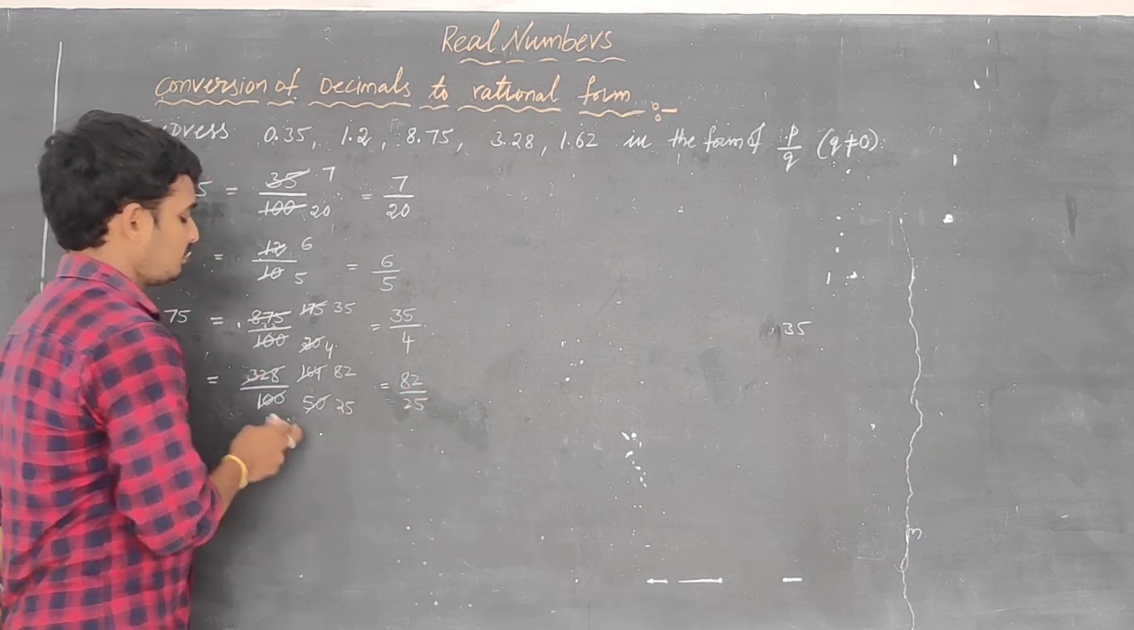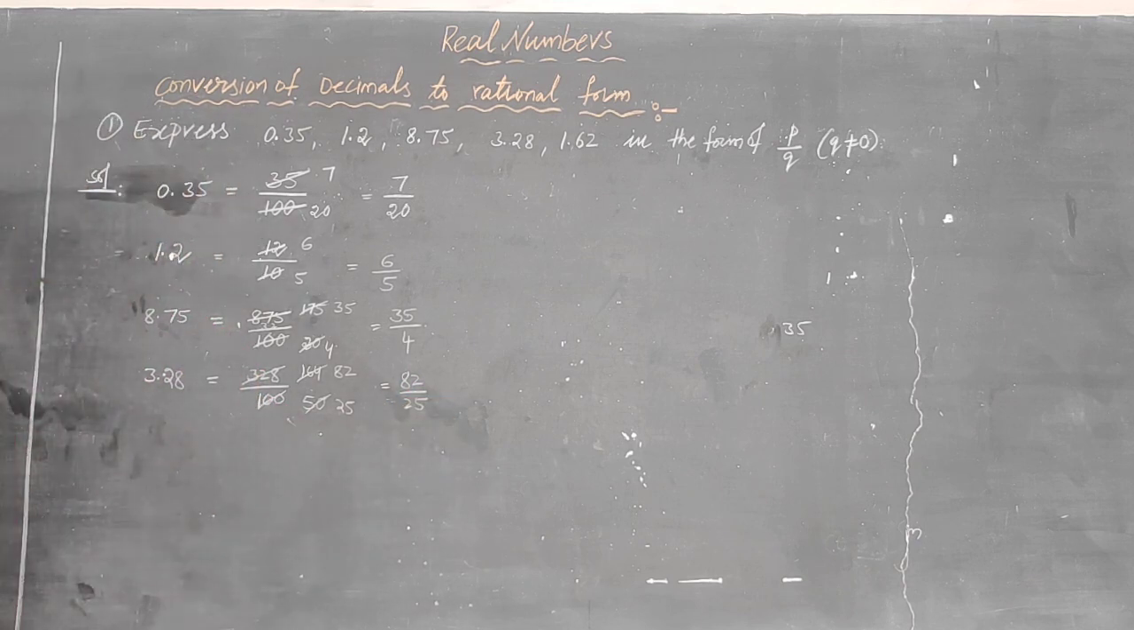If you know the 4 table, you can cancel directly. If you know the 4 table, you can cancel the 4 table directly. So we will get the same answer, 82 by 25.